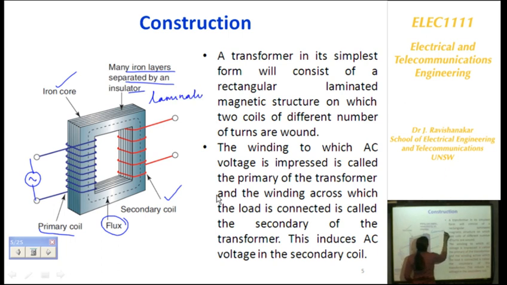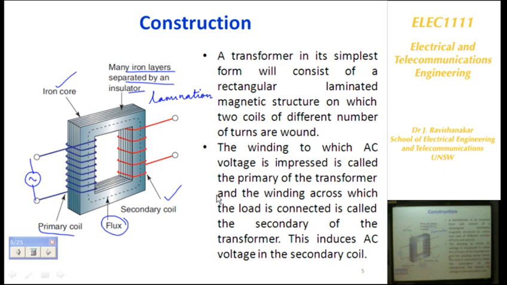So why do you need to laminate the core? What happens here? The core is also a conducting material. So when AC is applied to the winding, these are once again insulated coils, but still, since we have an iron core, there is a changing flux in the iron core. There will also be a voltage induced in the iron core. This voltage induced in the iron core will produce a current flowing through the iron core.